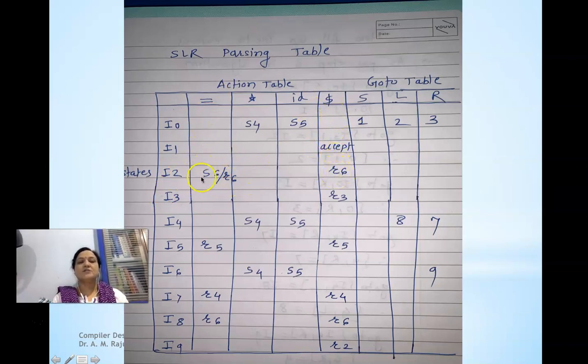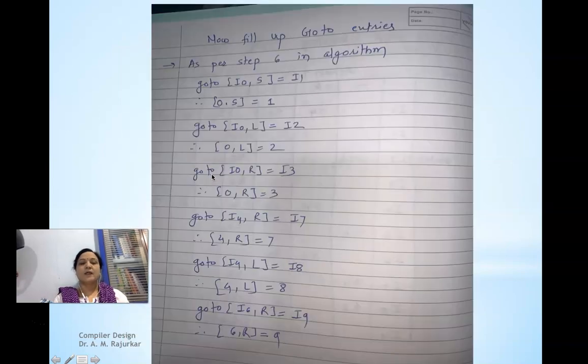Now here is the problem: we are leading to a conflict whether to shift by 6th or reduce by 6th, and that is the reason the SLR parser will fail for this grammar, because it is leading to multiple entries at the same location.